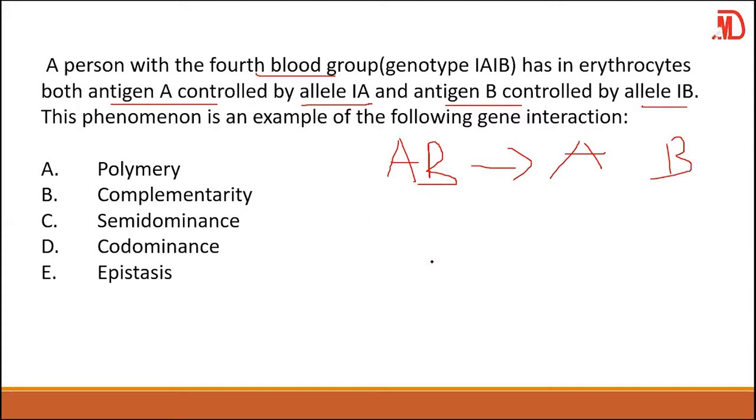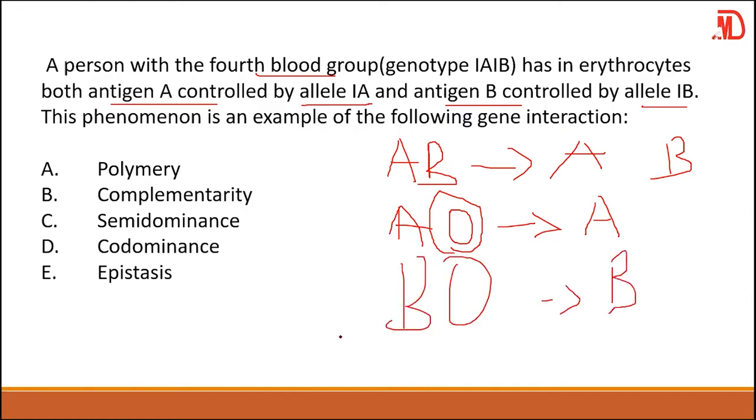Now, in blood group AO, who can tell me what will be the final blood group? Blood group AO. What will be the final blood group? We'll discuss this. Anyone? A. Blood group A. Why? Faustina, why? Don't forget that the O allele is recessive. So it will not show its dominance in the presence of A. In the same way, BO, which blood group will show? Of course, blood group B. Why? Because B is dominant over O. But when we have OO as your blood group, what will show? Of course, blood group O, because both of them are recessive, so they will show.